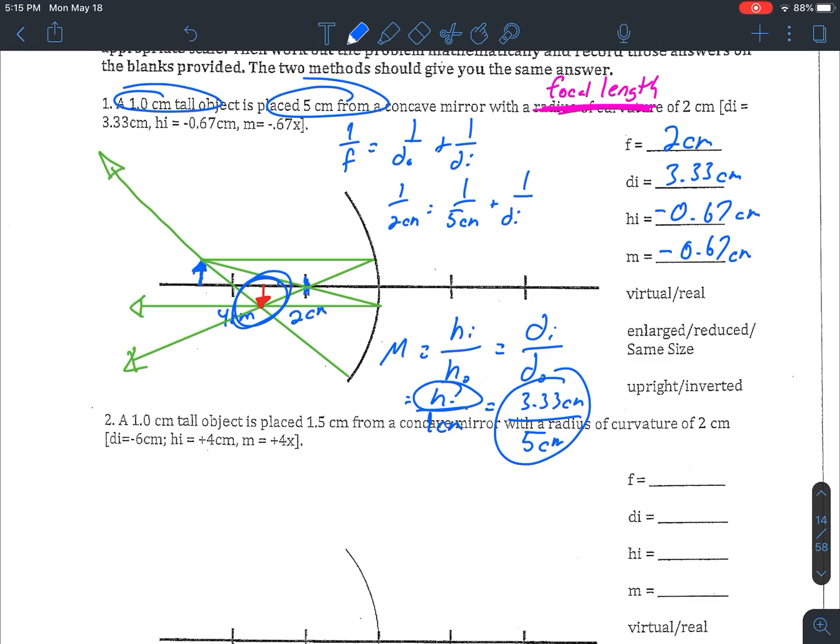Now, all the light does converge. We didn't draw any dotted lines. We are not on the other side of the mirror, so the light would actually focus in at this point. So it's going to be considered a real image. It was reduced, so our image height is smaller than our object height, and it is upside down or inverted. So that was how to draw a light diagram or ray diagram for a concave mirror.